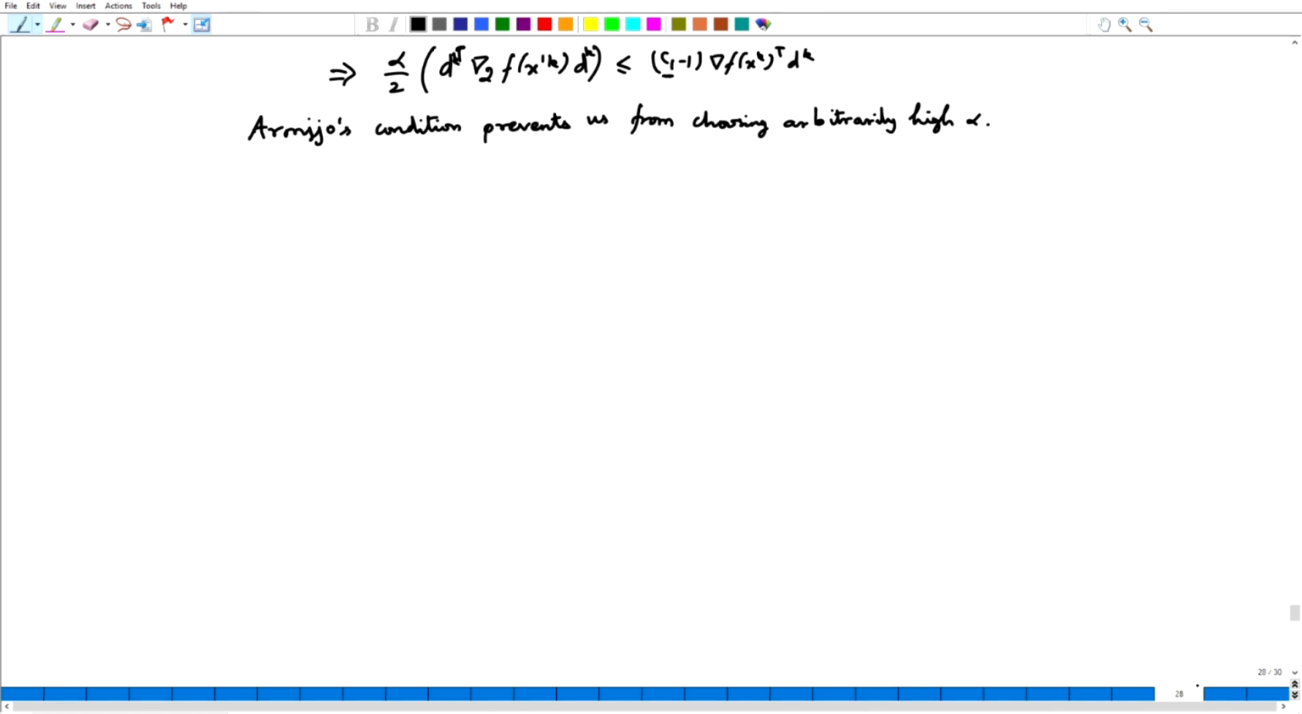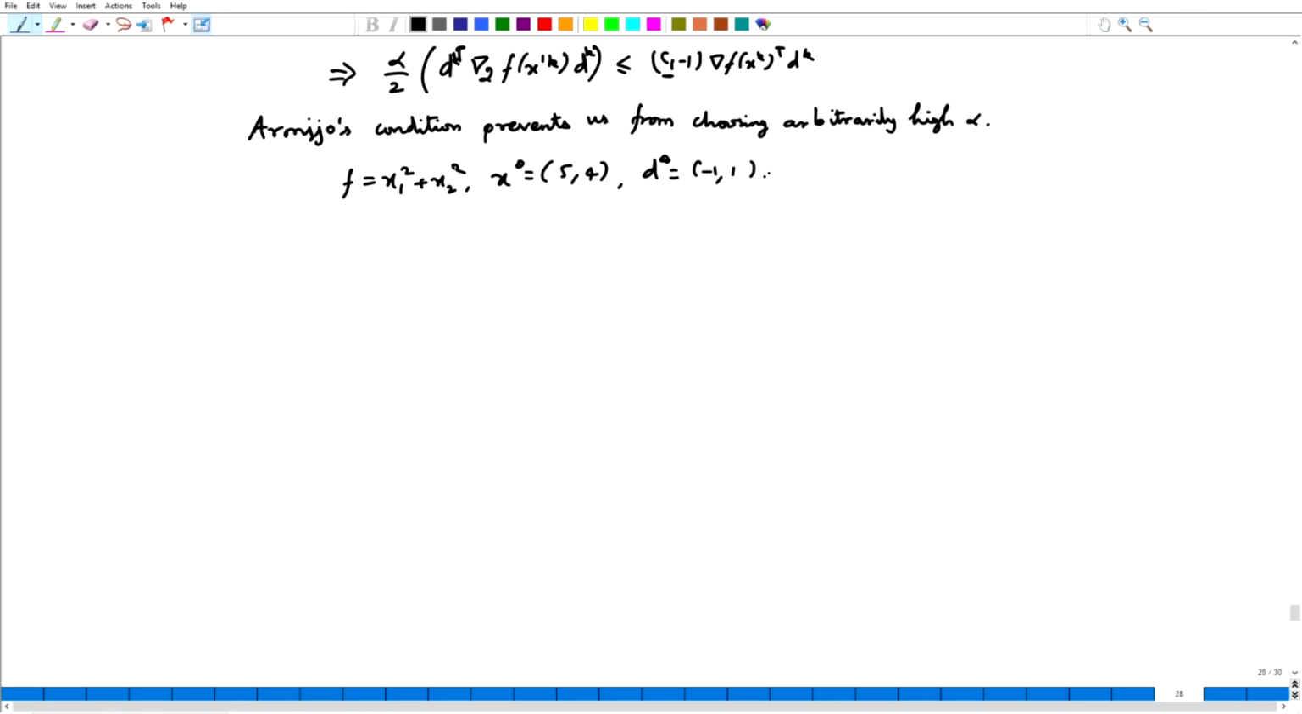So, let us again look at the usual example to see what value of alpha you get. Okay. So, let us say we have f equal to x1 squared plus x2 squared, and x0 is 5 comma 4 and d0 is minus 1 comma 1.